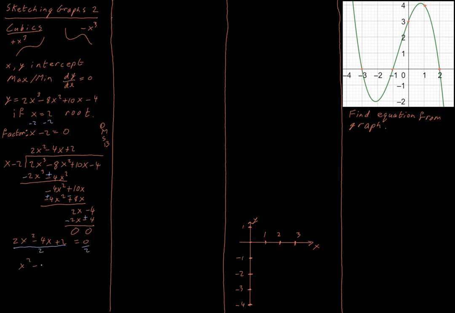x squared minus 2x plus 1 is equal to 0. And immediately something jumps out at me. If I have the number in front of the x and square it, I get the number on the end. So what does that tell me? That tells me that I have a perfect square. And if we can't spot that, you can get it by just doing normal factorizing.